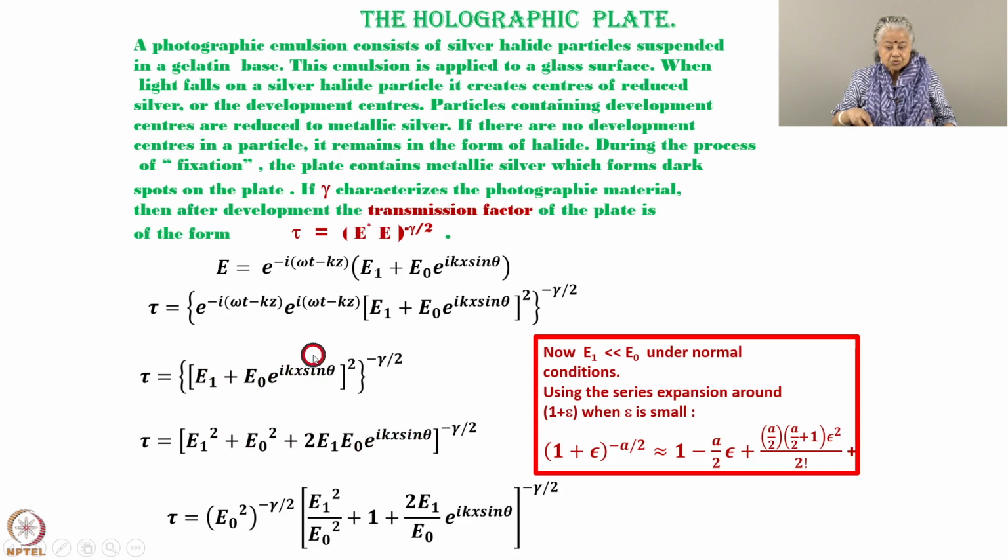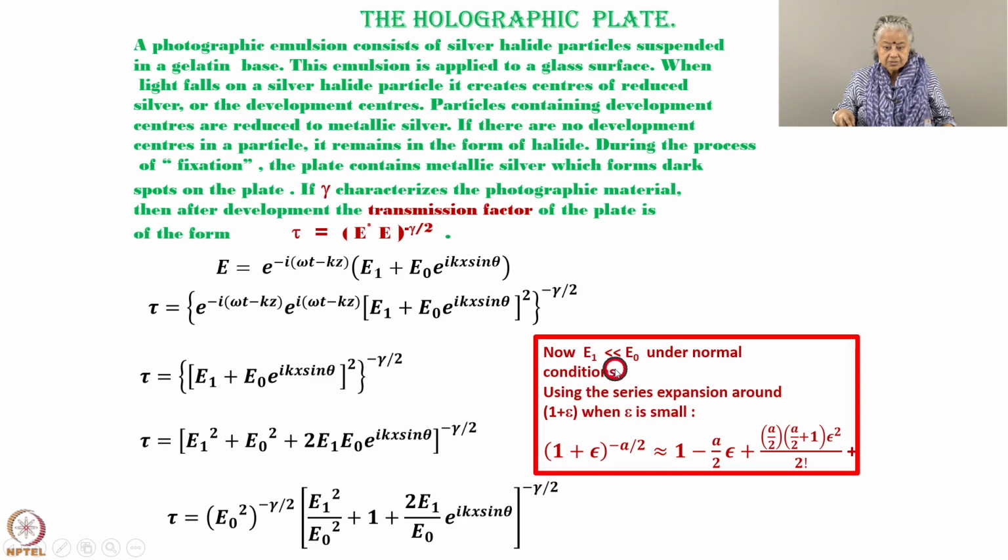And one more thing that you have to know is that E1 is much less than E0 under normal conditions. If you remember, E0 was the reference and E1 was the amplitude of the signal wave. Using the series expansion around 1 plus epsilon, where epsilon is small.